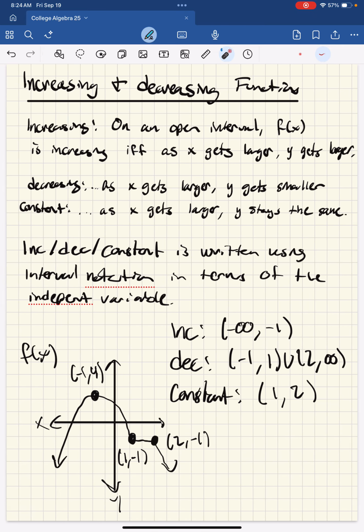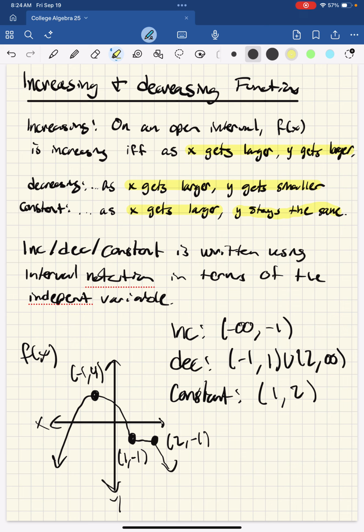The next topic is increasing and decreasing. So the definition of increasing that I want us to understand is that as x gets larger, y gets larger right here. And decreasing is as x gets larger, y gets smaller. And constant is, the definition of constant is as x gets larger, y stays the same. So that's what I want us to know.